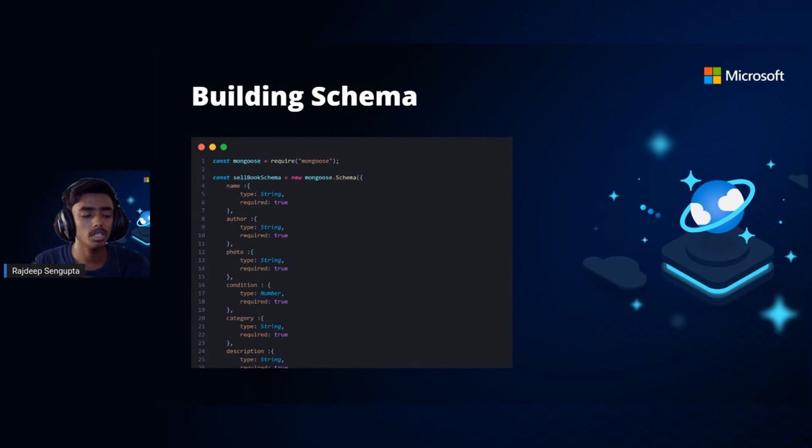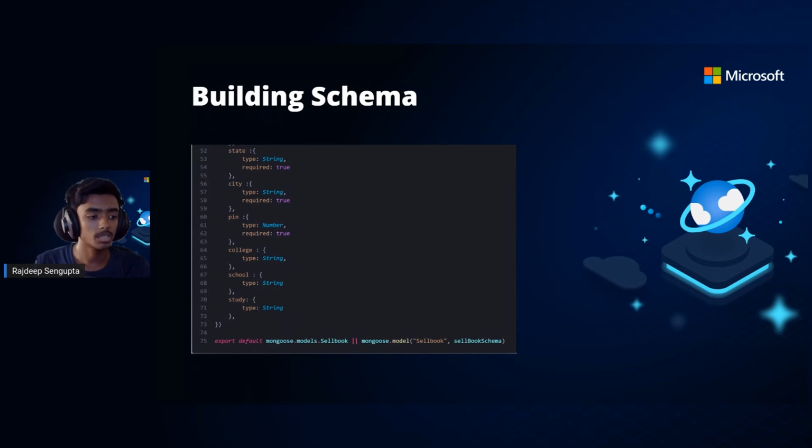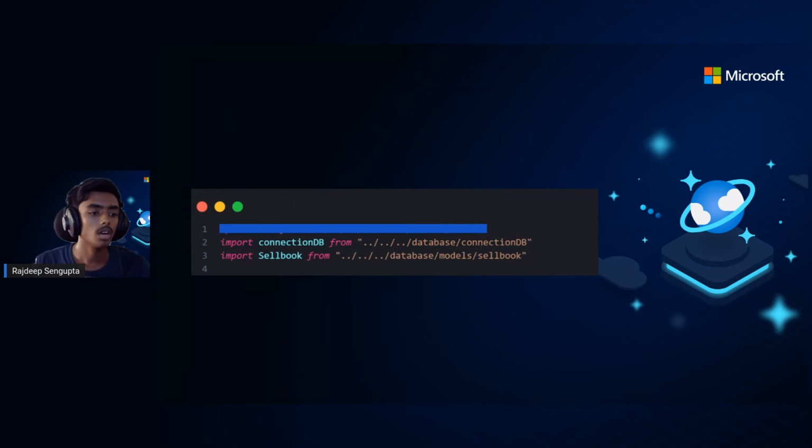Here we're simply using the mongoose function, new mongoose schema, and specifying all the things we want. You can see the name, author, photo, condition, category, and all other stuff. I'm marking whether the data is required or not. In the next part, I'm simply exporting it as a model. Now let's add some data to the database with this function.